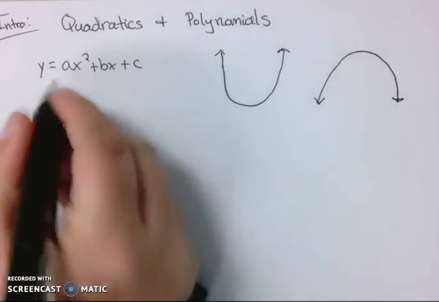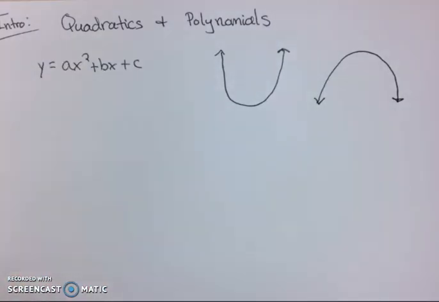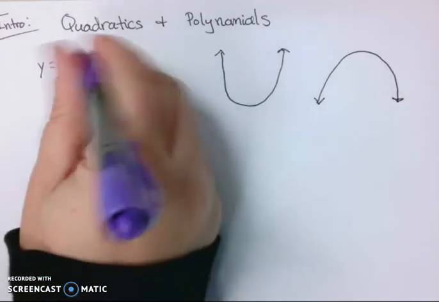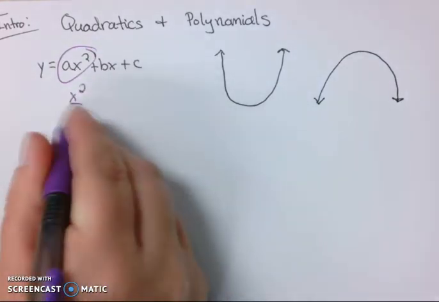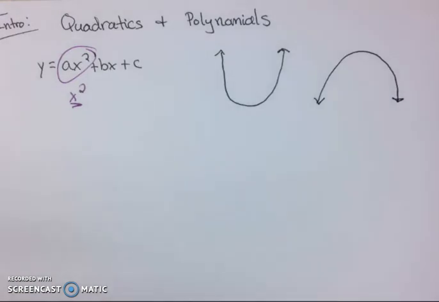You'll notice the equation, in order to be a quadratic or a parabola, you always had to have x squared, and that had to be the highest degree. If it was x to the third, it wouldn't work.